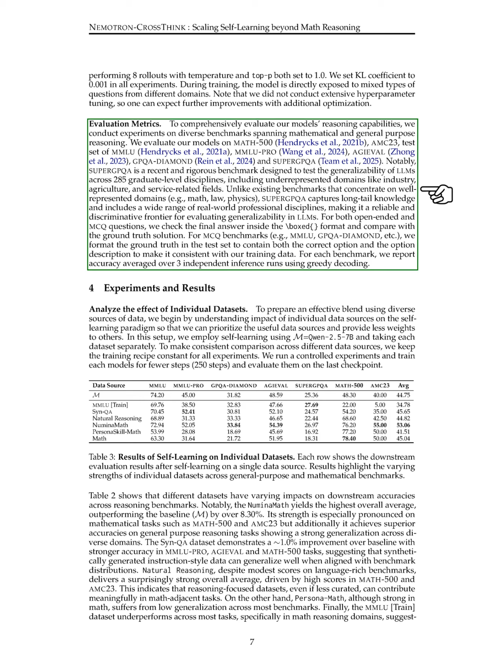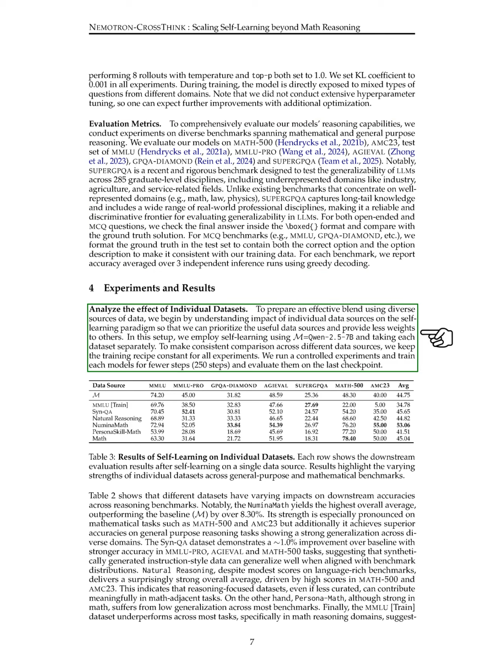Section. Analyze the effect of individual datasets. In this section, we analyze the impact of individual datasets on our self-learning approach. To create an effective blend from various data sources, we first assess how each source influences our model, allowing us to prioritize the most beneficial datasets and reduce the weight of less useful ones.